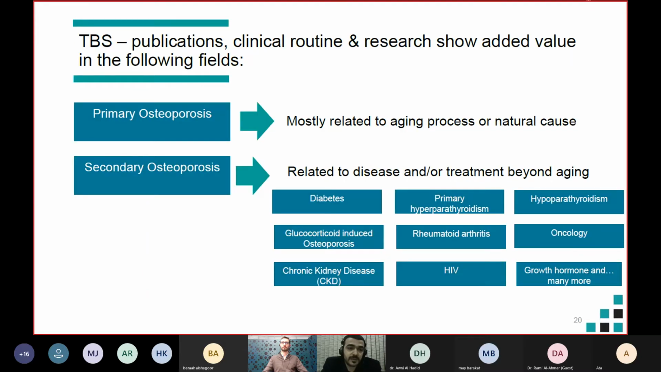Okay, about the TBS publications and the clinical routines. About primary osteoporosis, it is mostly related to the aging process or natural causes. About the secondary osteoporosis, like diabetes, HIV, and oncology, we also found that TBS helps to detect or predict the presence of those diseases better than BMD.